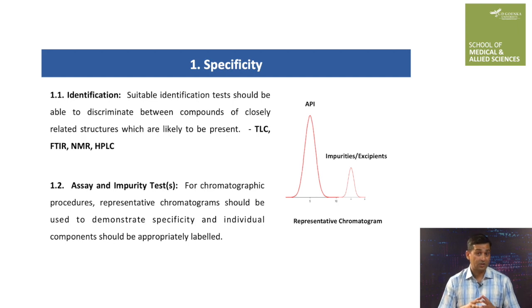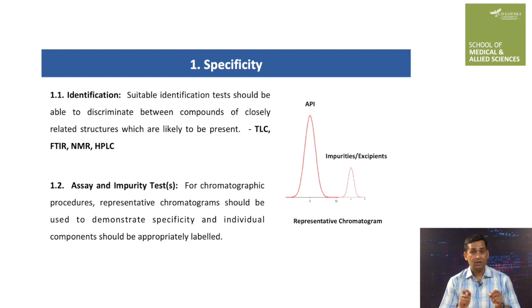Data for specificity for an analytical method are produced or submitted at two stages. One is for identification and another one is for assay and impurity test. For identification, the analytical method should be specific enough to discriminate between compounds of closely related structures which are likely to be present. For example, we can use TLC, FTIR, NMR, HPLC for identification of an API or impurity.